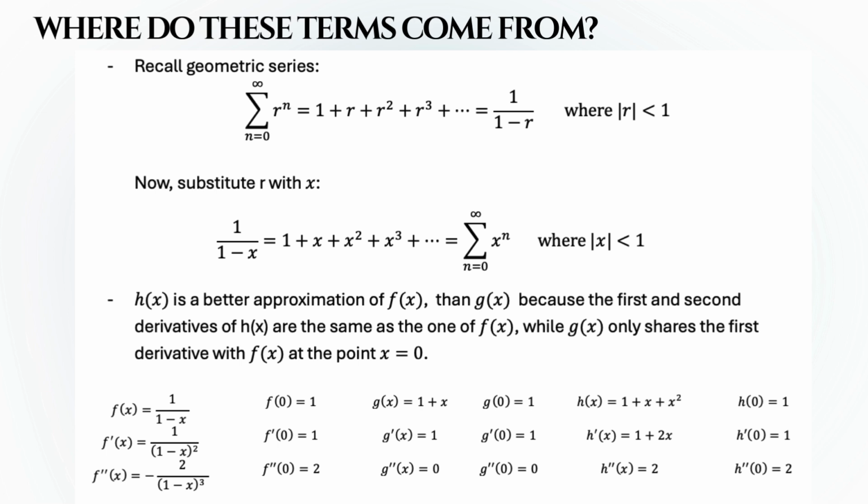So where do these terms come from? First, let's recall the geometric series. The sum from n equals 0 to infinity of r to the n equals 1 plus r plus r squared plus r cubed and so on, which equals 1 over (1 minus r), where the absolute value of r is less than 1. Now let's substitute r with x. Then we get 1 over (1 minus x) equals 1 plus x plus x squared plus x cubed and so on, which is the same as the sum from n equals 0 to infinity of x to the n, where the absolute value of x is less than 1.